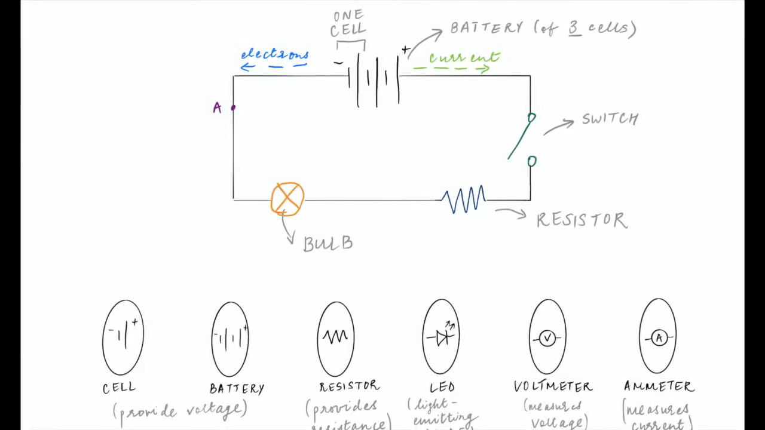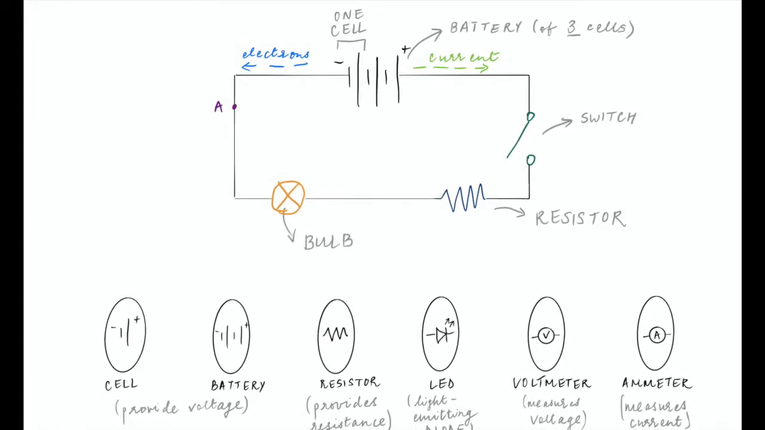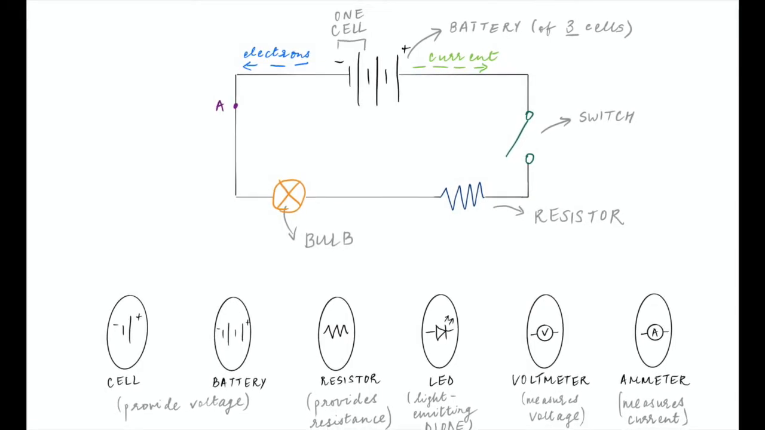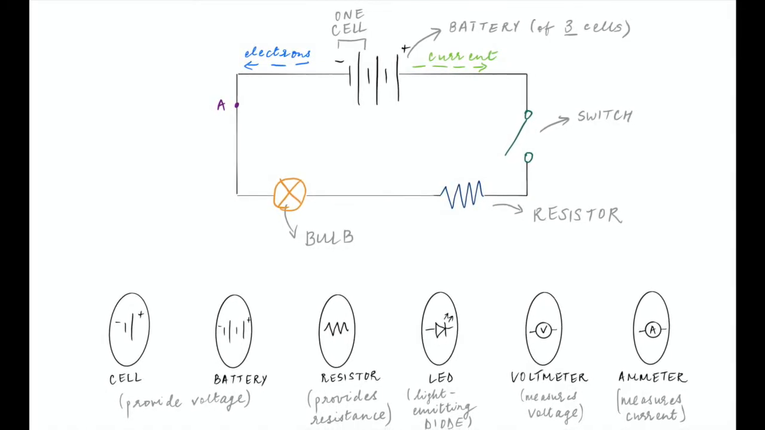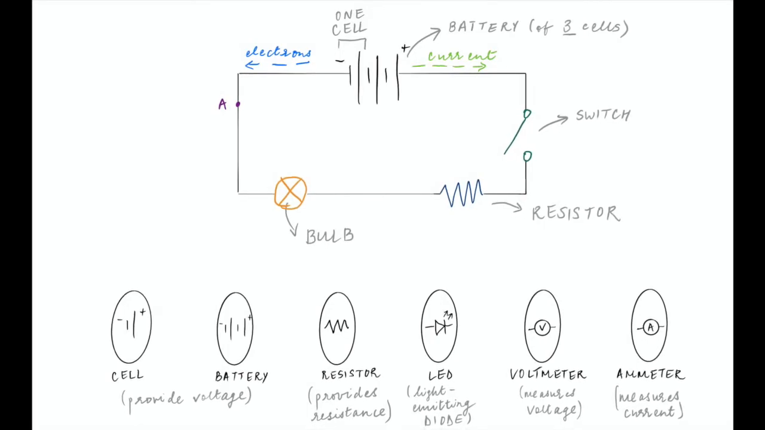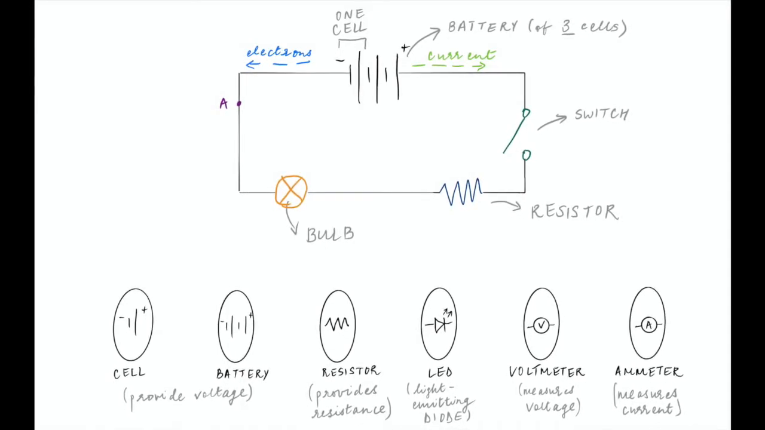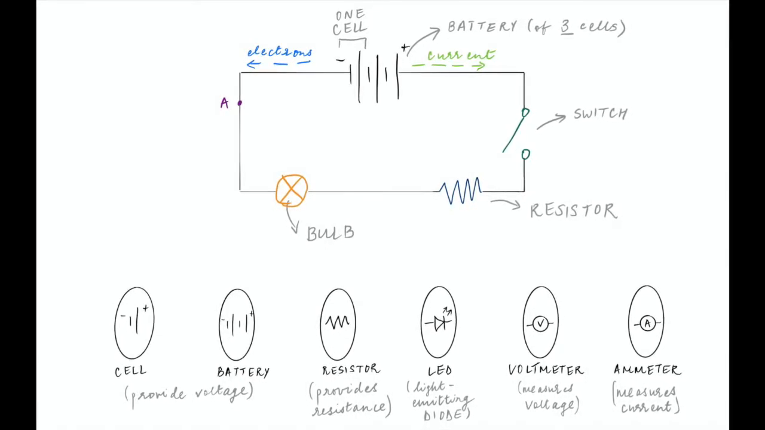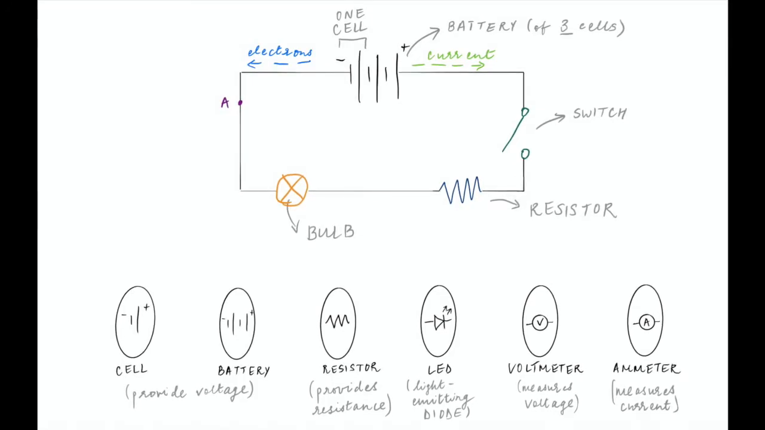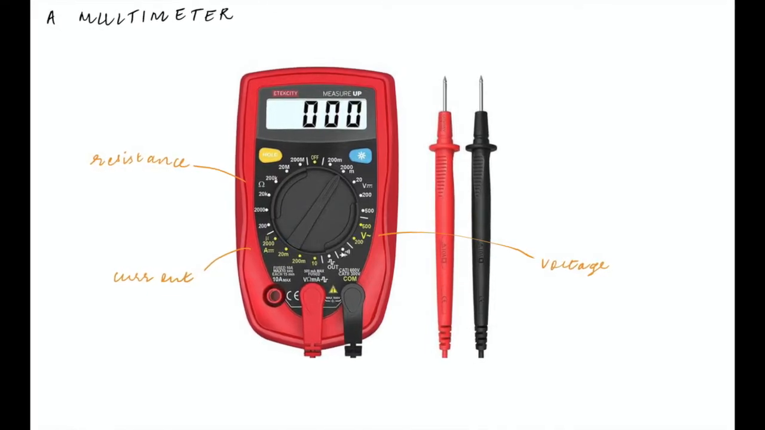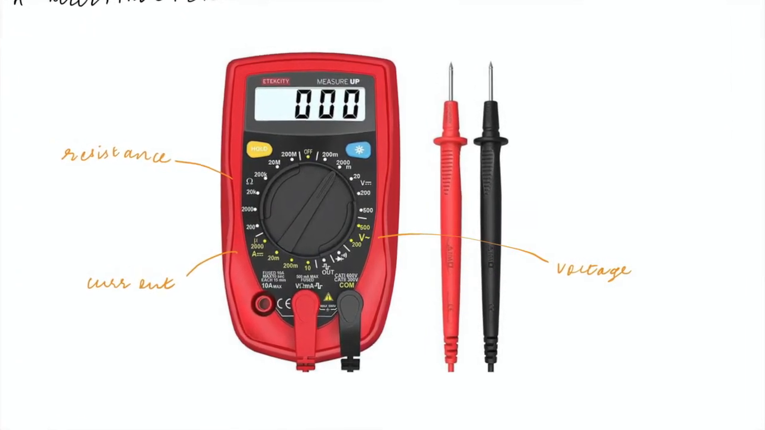Here are some common circuit components, such as a cell, a battery, which of course provides voltage, a resistor, which provides resistance, and devices like a voltmeter and ammeter to measure voltage and current. There is also another device called a multimeter, which can measure all three: current, voltage, and resistance.